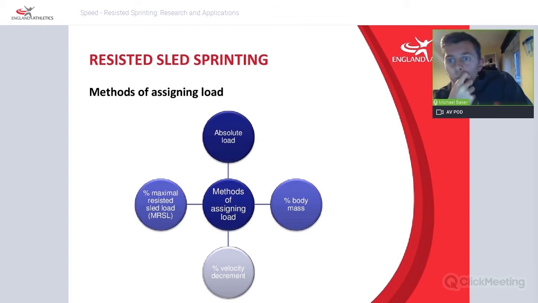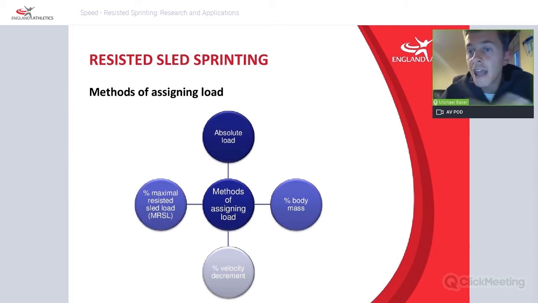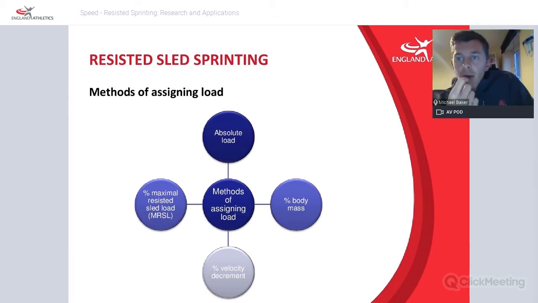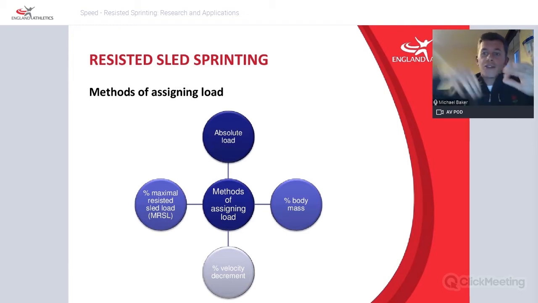An absolute load is where you would just give an athlete 20 kilograms. There's no necessarily thought process behind how that weight corresponds to their body mass, or how that weight has an effect on their mechanics or on the amount of speed they lose by adding load. It's just saying for this group of 10 athletes, and these might be male, female, aged 13 through to 18, you as a group are going to do 20 kilograms. That would be an absolute load.